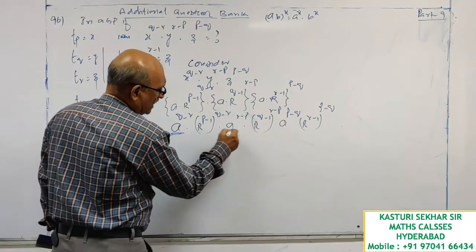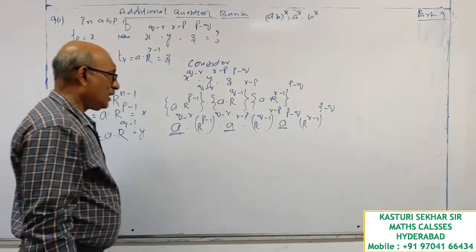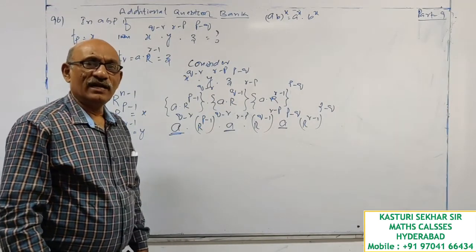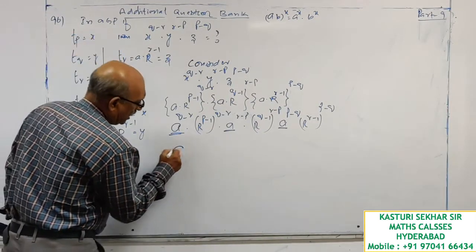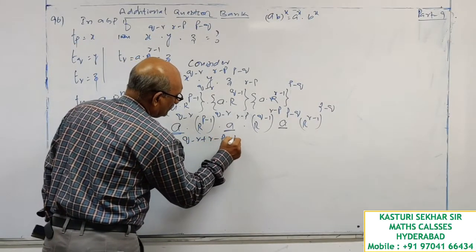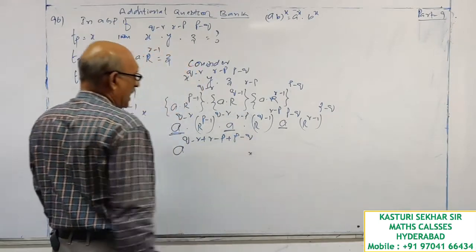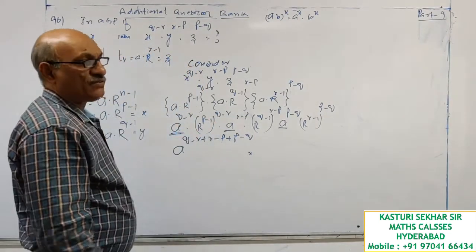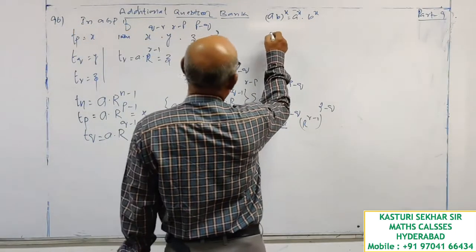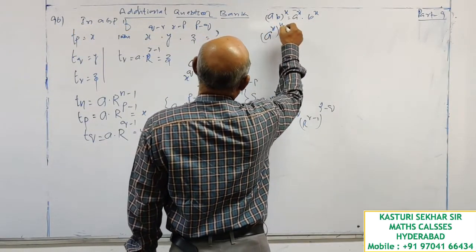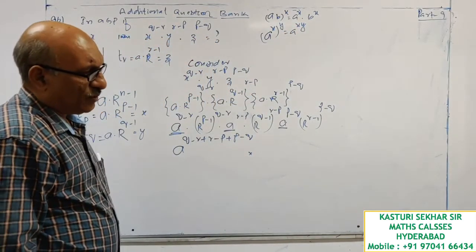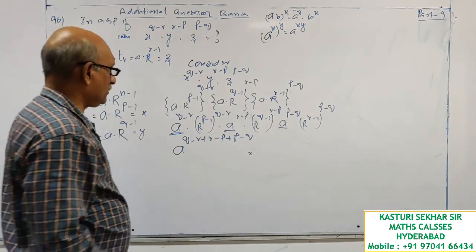Now look at the terms which are at odd places. The bases are equal and there is a multiplication sign. You can add the powers. And look at the terms which are at even places. a power x whole power y is equal to a power xy.